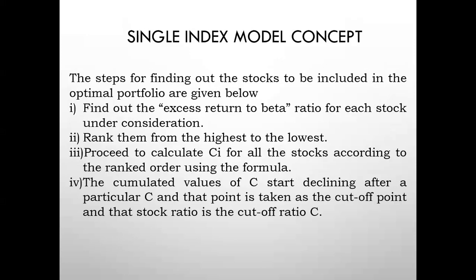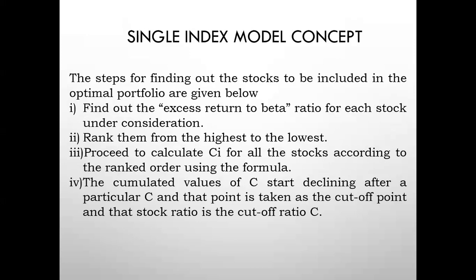So these are the steps for finding the stock. First, we need to find out the excess return to beta. The excess return is nothing but the difference between the expected return on the stock and the risk-free rate of interest, such as the rate offered on a government security or treasury bill. That is the risk-free rate of return, meaning no need to bear any risk. If you invest in a government security, there is no risk at all.